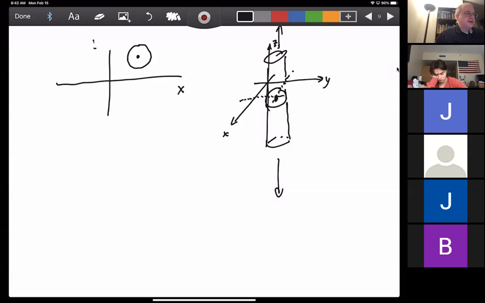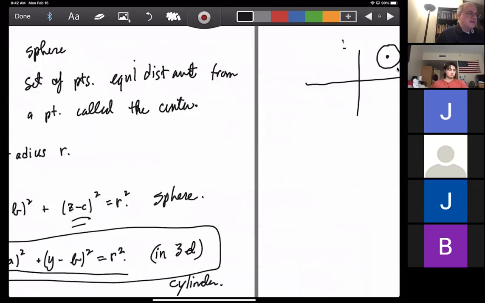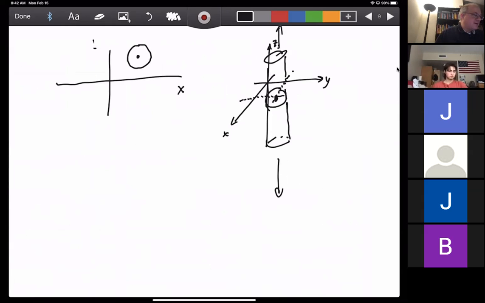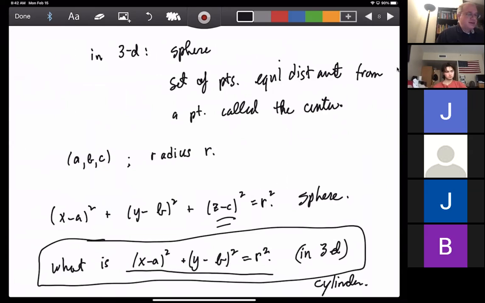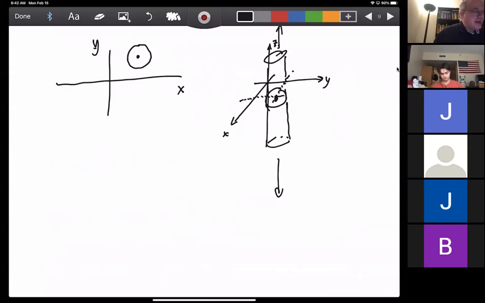So again, an example where I've got an equation that, depending on whether I'm working in 2D or 3D, could represent different surfaces. Sorry, I misspoke again. This could be a circle in 2D or a cylinder in 3D. Okay.